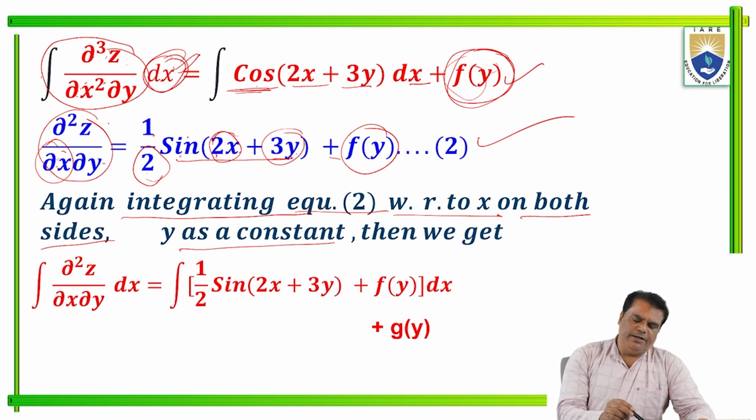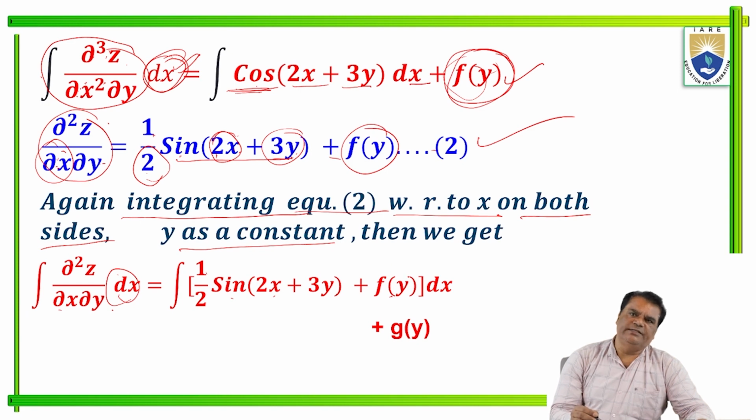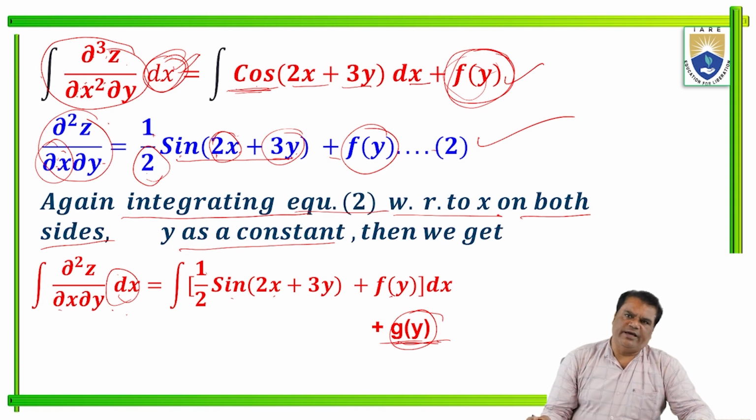So now integrate this equation, ∂²z/∂x∂y, with respect to x, equal to 1/2 sin(2x+3y) + f(y) dx. Here again, integrating f(y), also a constant function, so integrating this constant with respect to x and adding another constant, this is an arbitrary constant. Here we are integrating with respect to x, so y is constant, so another constant is g(y). G is some function of y, constant here.